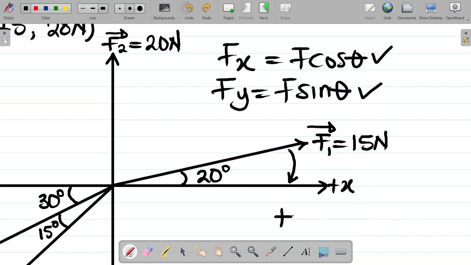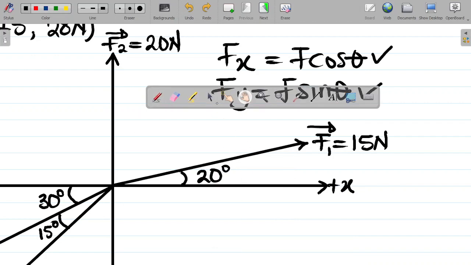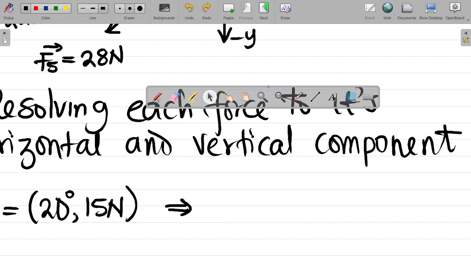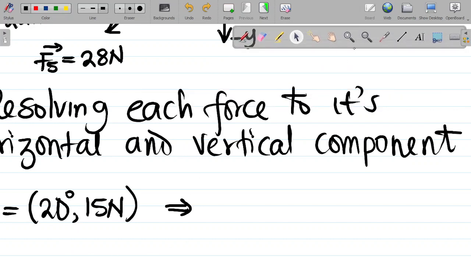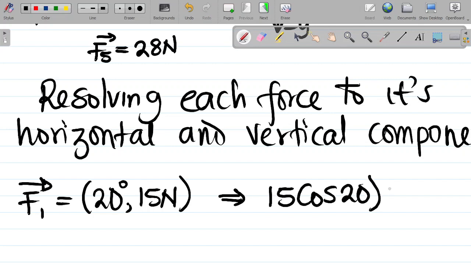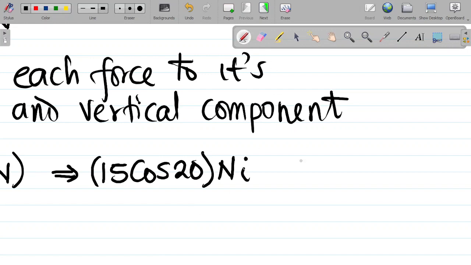So I'll just go and write this down. It becomes F1 cos 20. Okay, let's see this. That's equal to, or for time's sake, I'll just go straight to the answer. So it becomes F1. The value of F1 is what there? 15. That's F1. Then cos of the angle 20. This is in Newton, of course, force, and we write i. i shows that it is in the x direction or the horizontal axis. That's what it means. Let's get the y direction.